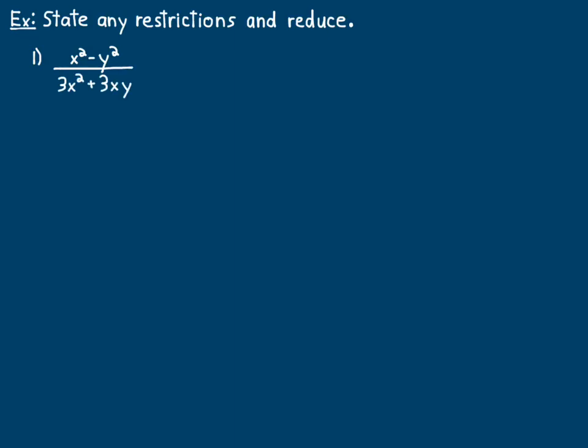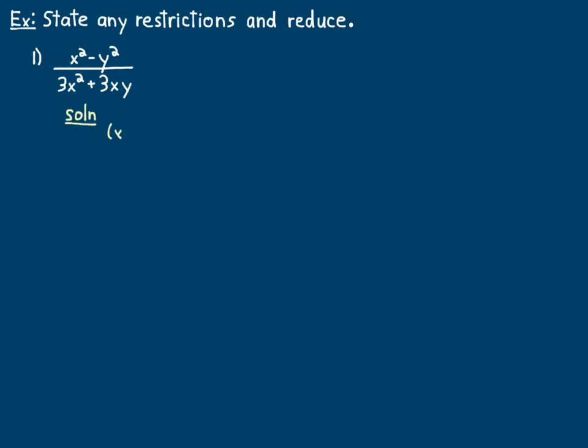So let's do some examples. State any restrictions and reduce. That's the general instructions for both of these examples. So the first one is x squared minus y squared over 3x squared plus 3xy.